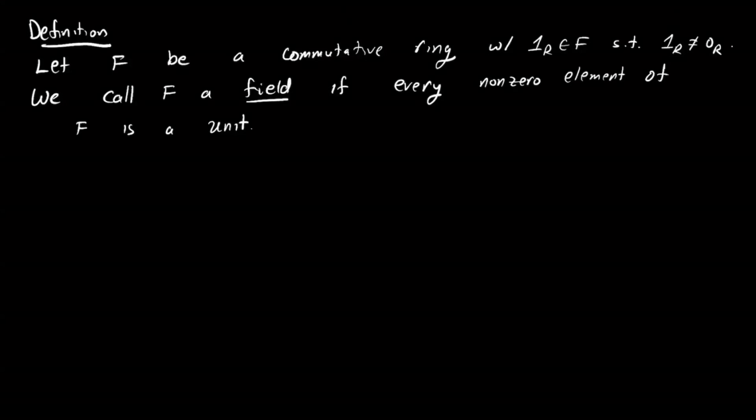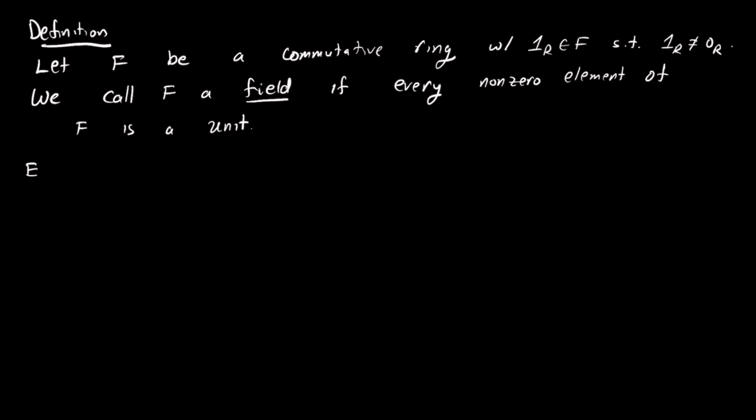Okay, so finally the last kind of ring we're going to study is what's called a field. So I'll assume that F is a commutative ring with identity, and I'll assume that this multiplicative identity is not the same as the additive identity. So we're going to call F a field if every non-zero element of F is a unit.